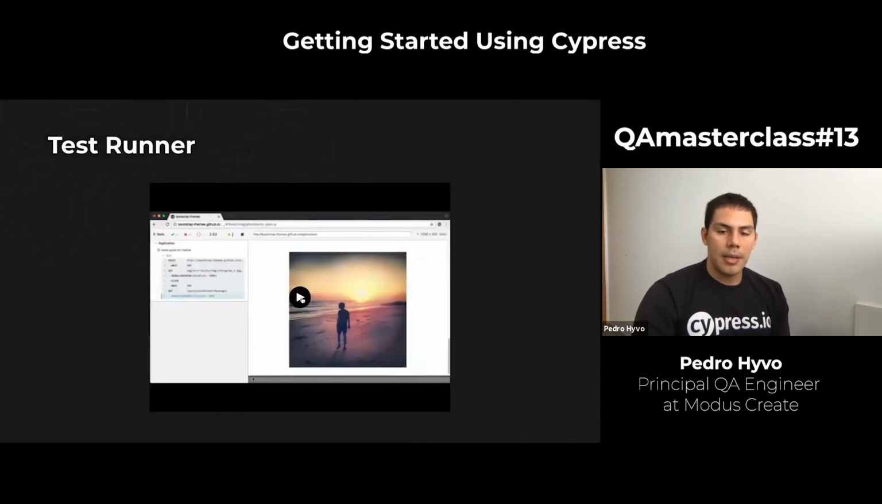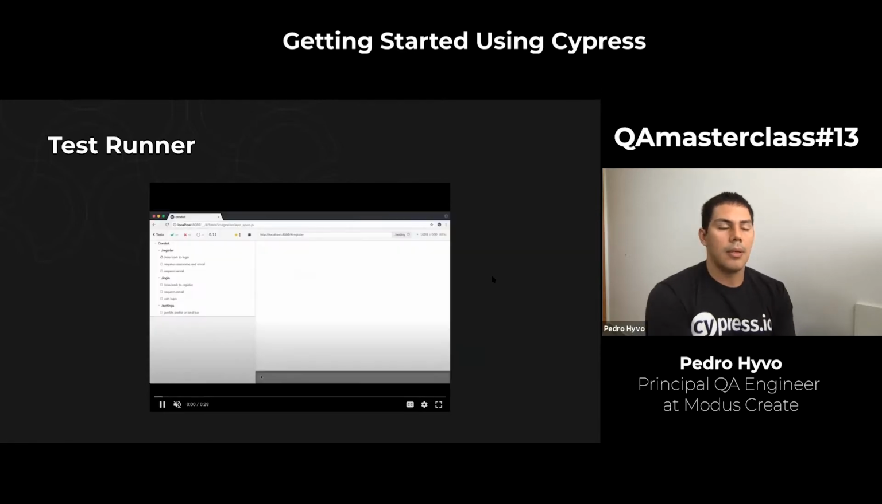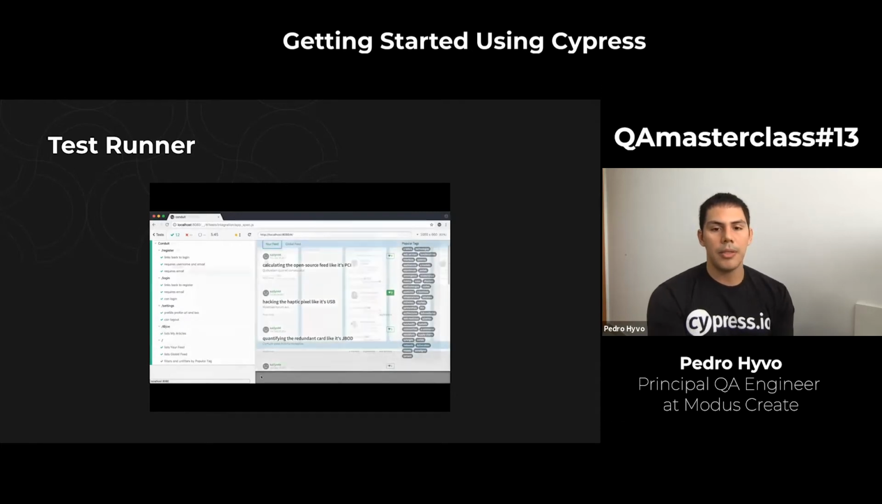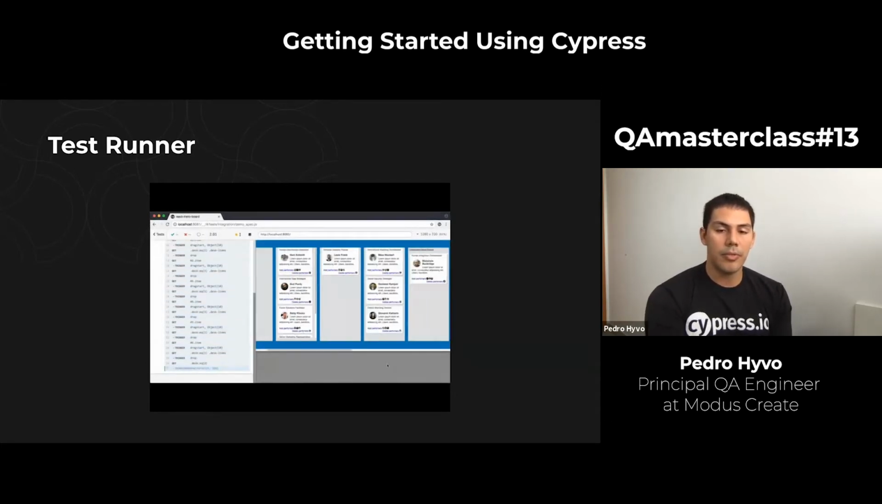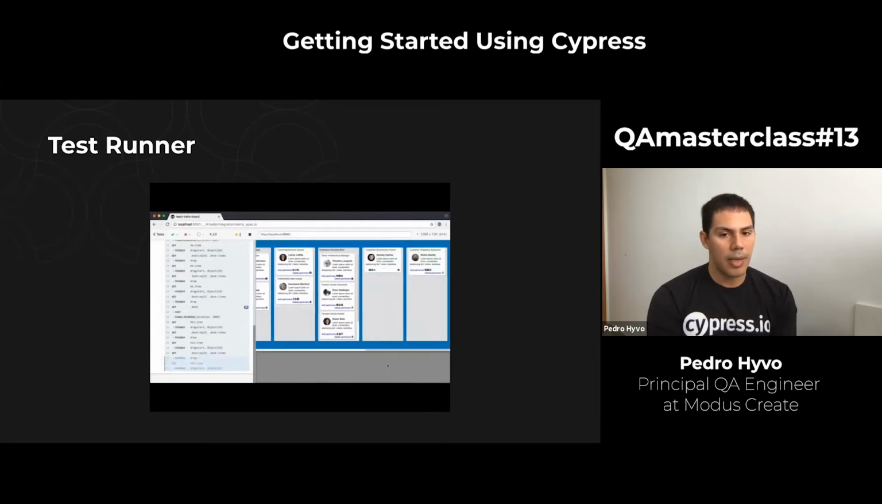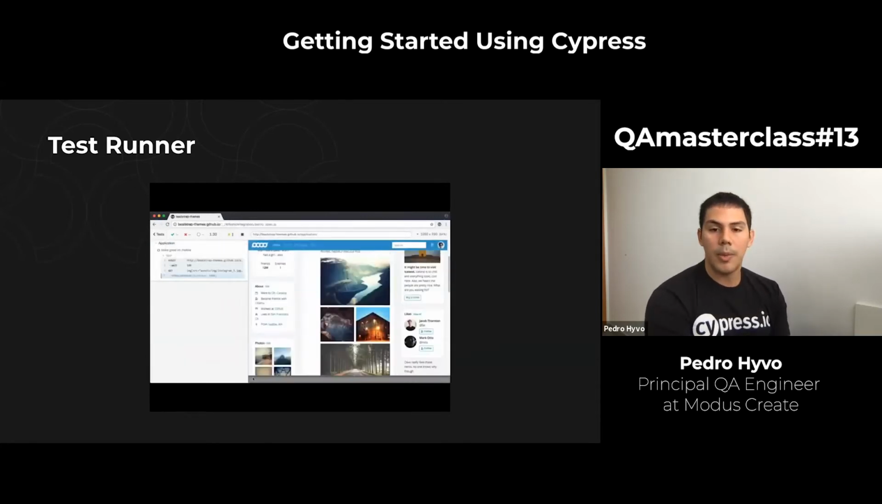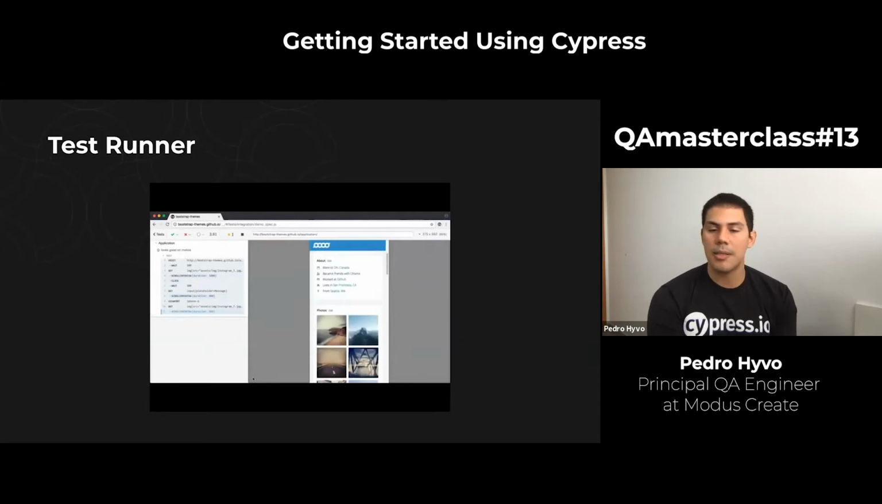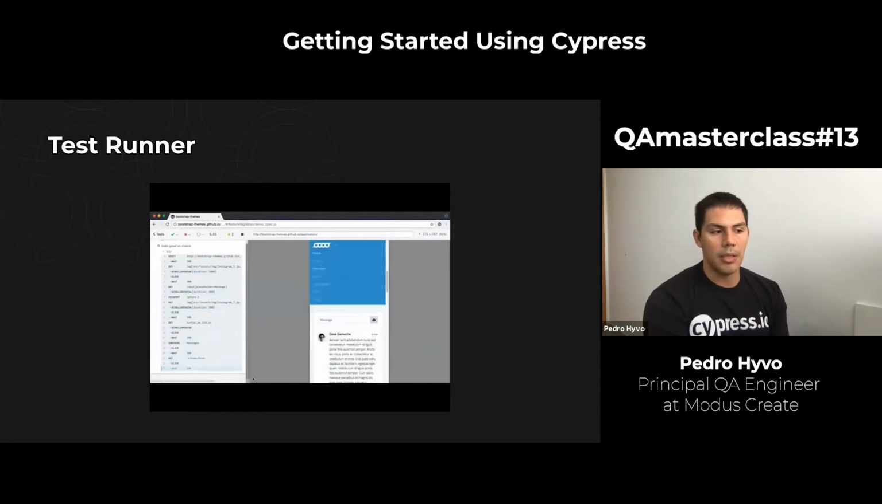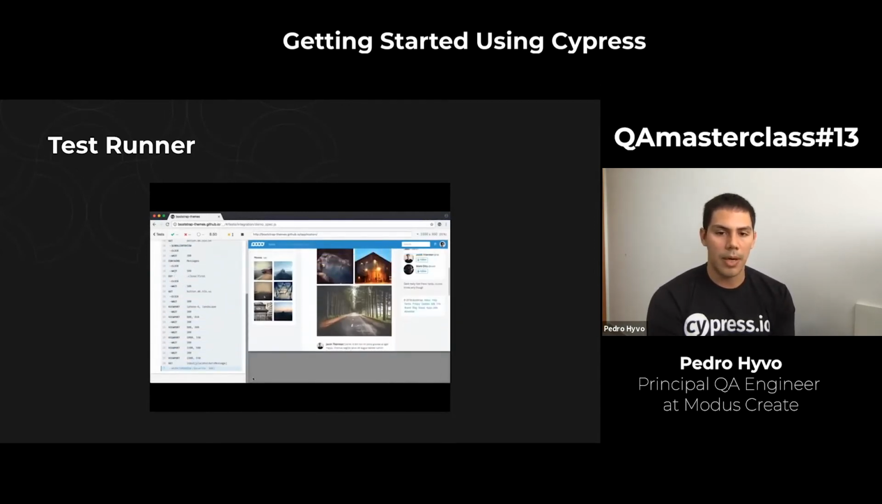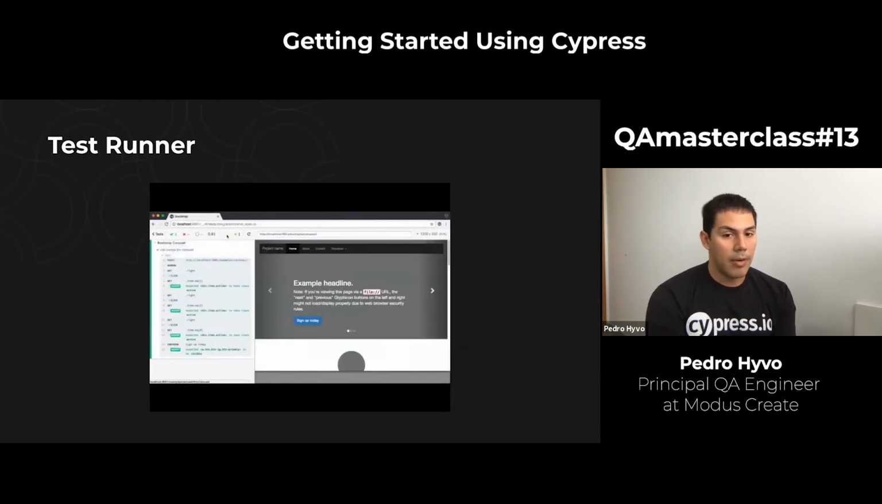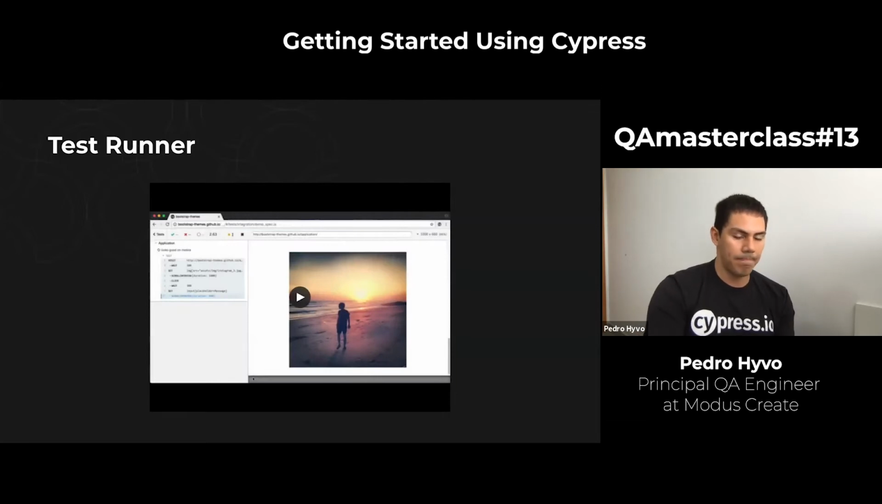And here is just a quick video about the Cypress Test Runner, where you're able to run your tests in two different modes: the interactive mode, as you can see, and the other one headless, for instance, so that you can integrate with your CI tool. The time travel feature, which I will discuss further, we will also see during the hands-on part as well.